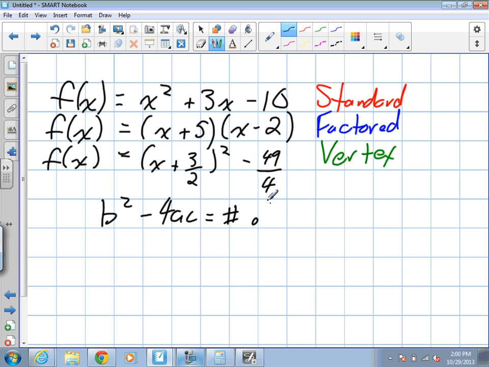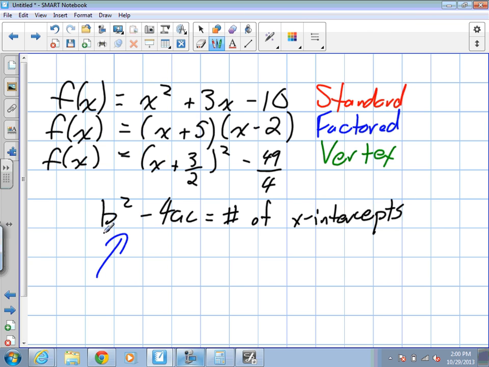So when we talk about this discriminant, the b squared minus 4ac, which of the three forms are we talking about? Which one is represented by a, b, and c? Standard, right. Now, my question to you is, why is it only really important to have a discriminant for standard form? For instance, in factored form, is it easy to see how many x-intercepts we have? Really easy. Why? Those are the two x-intercepts right there. We know what they are. They're -5 and +2. Very easy to see that there are two.